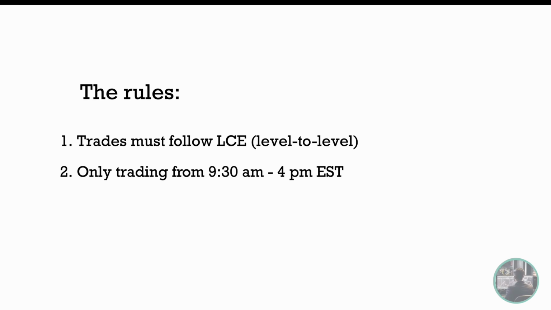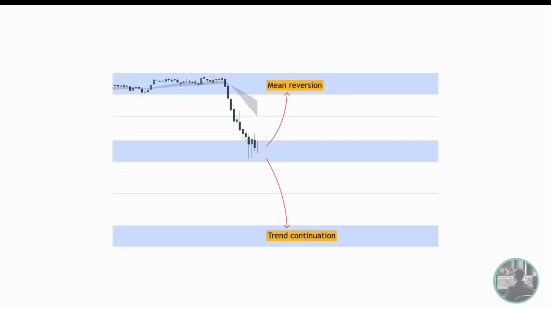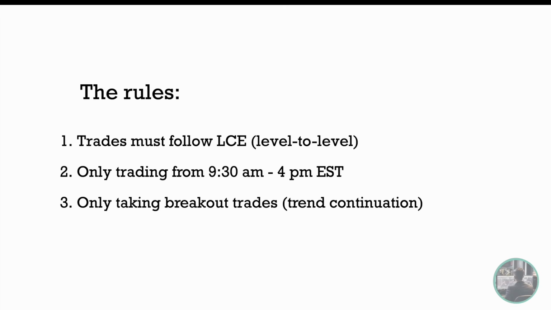Second, I only trade during regular market hours, 9:30 a.m. to 4 p.m. Eastern, and I'm typically done before noon. I live in the Eastern time zone, and this is also when there is the most volume and price movement typically. Third, I'm only taking breakout trades. That means I'm not looking for trades where the price returns to the level that it came from. I'm looking for trades where the price breaks out to a new level. And finally, I risk the same amount for every single trade. Risk stays consistent no matter what.